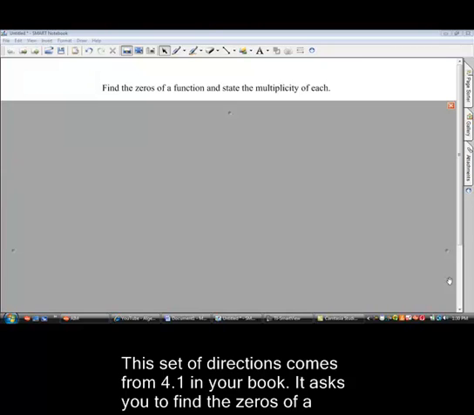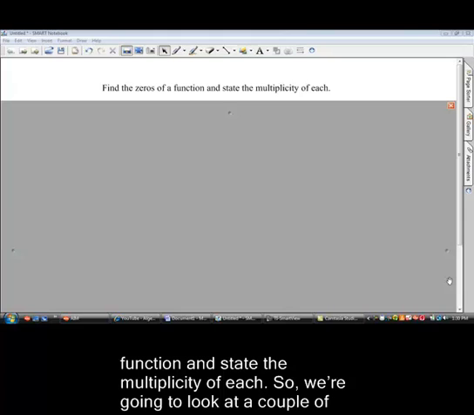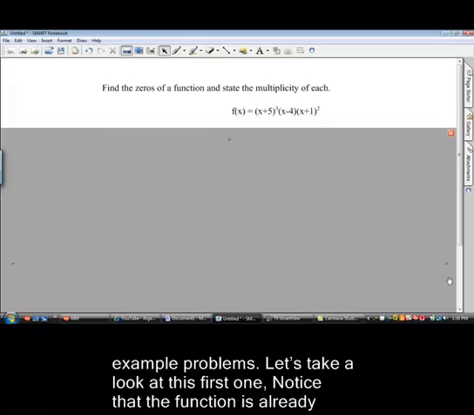This set of directions comes from section 4.1 in your book. It asks you to find the zeros of a function and state the multiplicity of each. So we're going to look at a couple of example problems. Let's take a look at this first one.